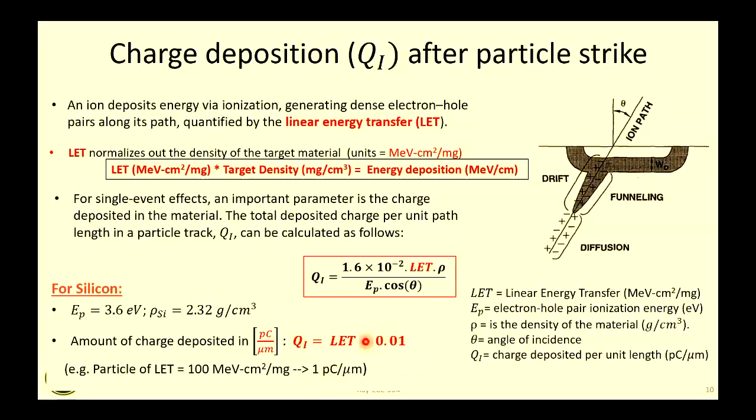Okay, so I think this is a simplified equation. This is a more generic equation. Any material you take, you plug in its density, you plug in the ionization constant, EP. EP for silicon is 3.6 electron volt. So is the simplified one only for silicon? Yes, this equation is only for silicon, this 0.01. The other one is for everyone, it is general.